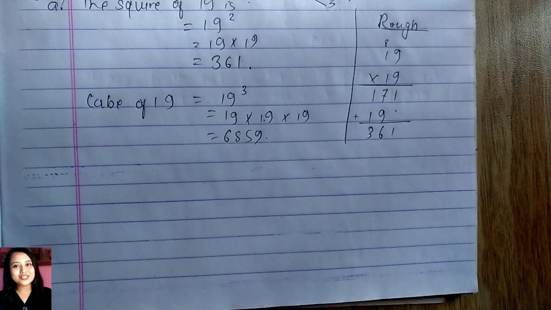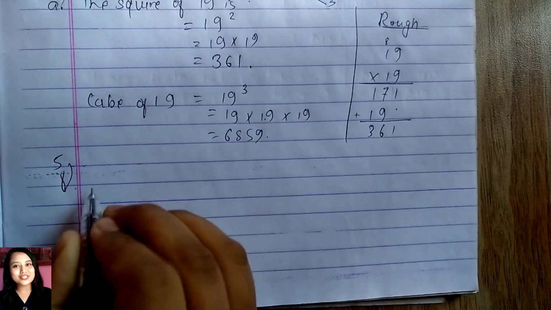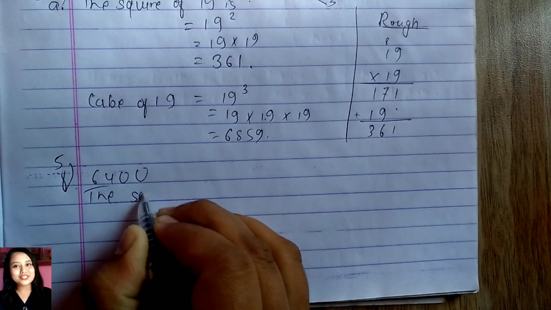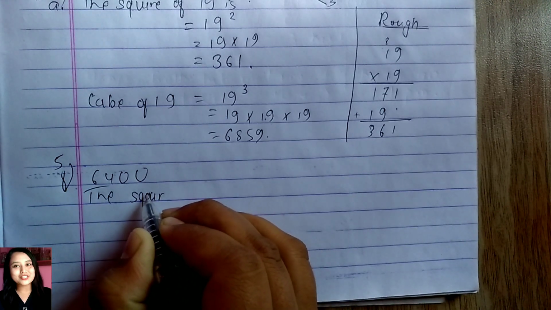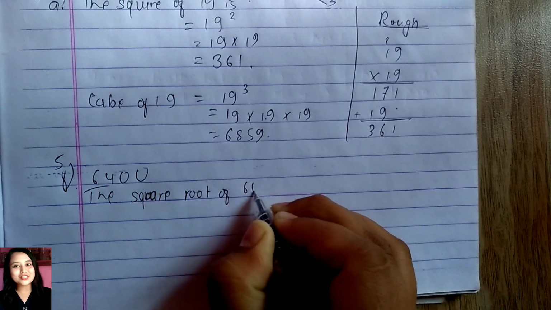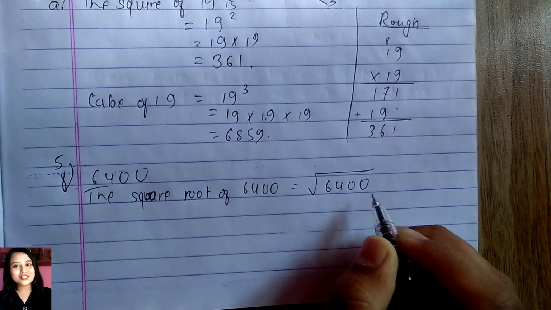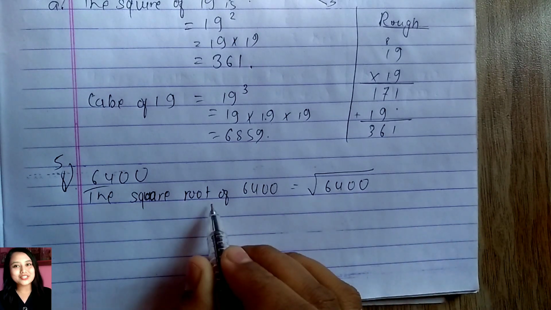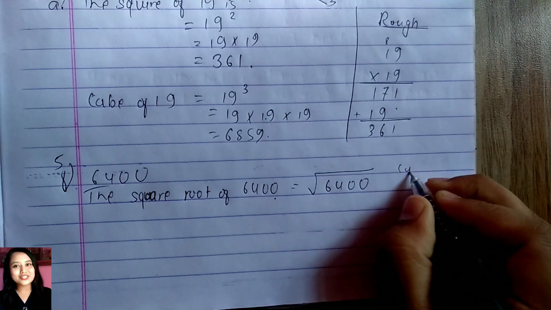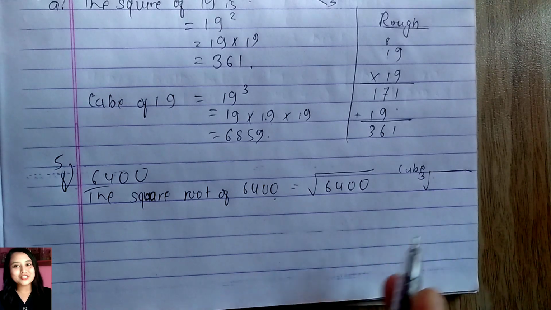5F. So in question number 5F, the question is given 6400, and the question is saying the square root of this square. Square root of 6400 equals root under 6400. So if the question is asking you square root, then only square root will be there. If the question is asking you cube root, then you have to write 3 also. Okay, so that is the difference.